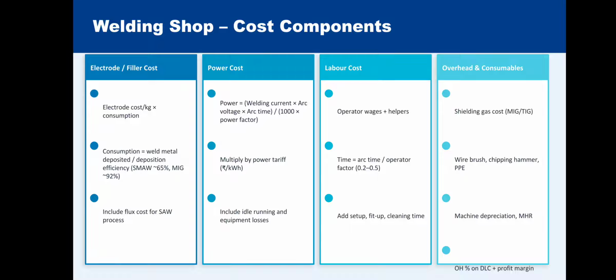In the power cost, power is equal to welding current into arc voltage into arc time divided by 1000 into power factor. This is the equation to find out power in the welding shop processes. Multiplied by power tariff, that means the required amount per kilowatt hour, that gives the power cost. Idle running and equipment losses are also included in the power cost.